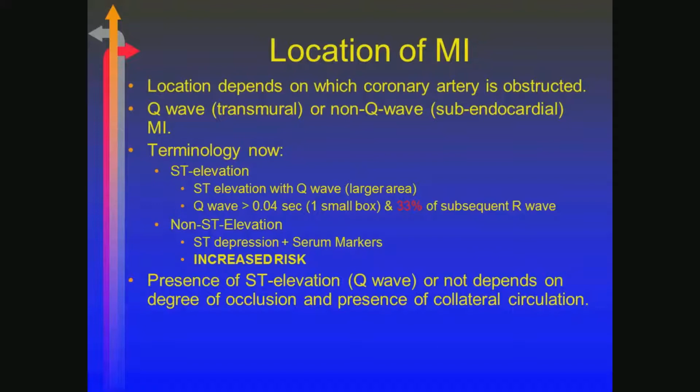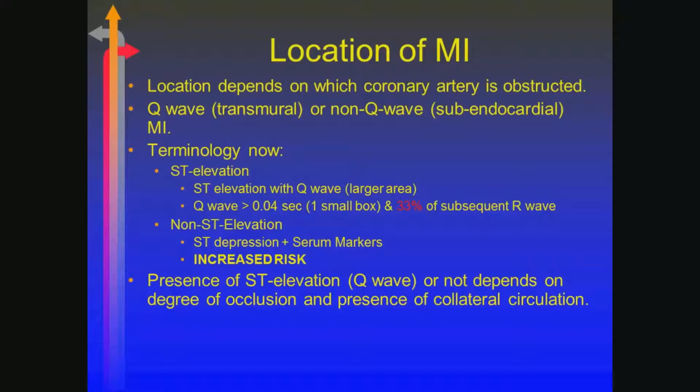All right, so when you're talking about a myocardial infarction, it's really dependent upon which coronary artery is involved. We typically talk about a Q wave or a transmural, but there is also what is called a subendocardial, where you do not have a Q wave developing. As far as ST elevation with the development of a Q wave, that's where the Q wave is large. The Q wave has to be more than one small box and 33% of the subsequent R waves. So it gives you an idea of the size we're talking about.